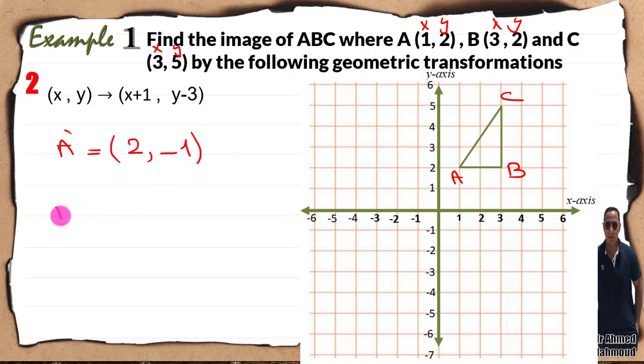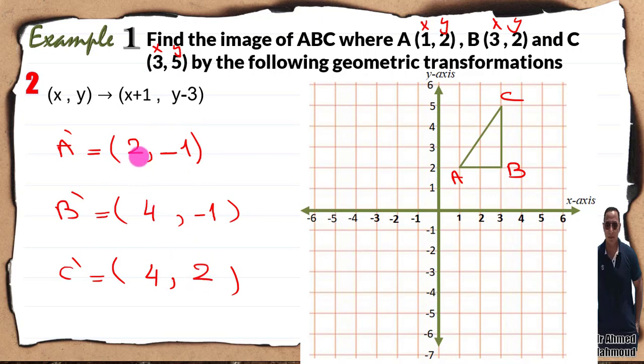And here B dash, 3 plus 1 equals 4. 2 minus 3 equals negative 1. Don't forget, I'm going to use this rule on the 3 points, A, B, and C. C dash, here x plus 1, 3 plus 1 equals 4. 5 minus 3 equals 2.